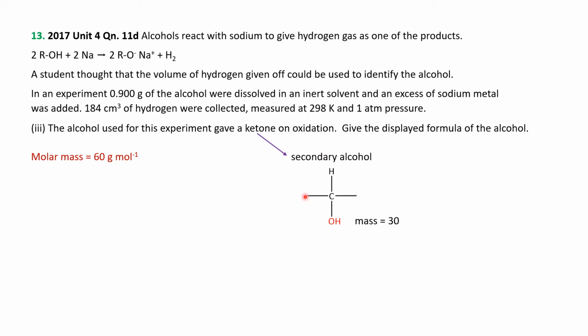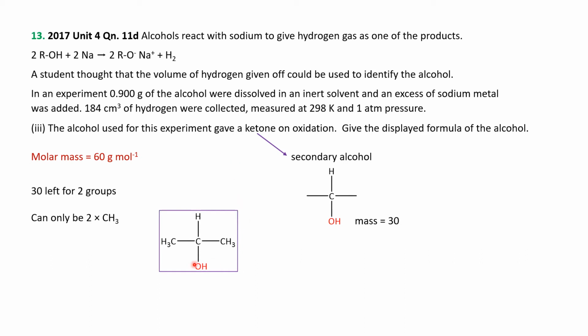Which means that these 2 groups, this one and this one, together must weigh 60 minus 30, or 30. And the only way you can get 30 out of having 2 groups here is for them both to be methyl groups. So there is our answer. Propan-2-ol or isopropyl alcohol, depending upon how old you are.